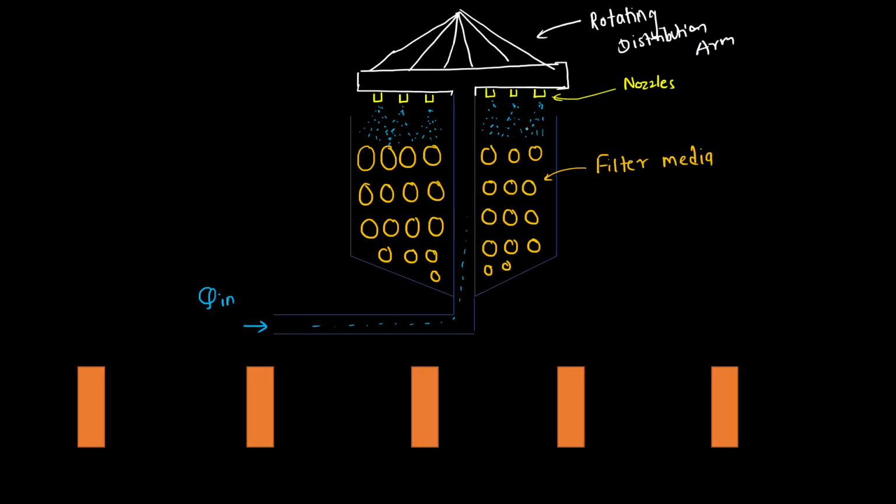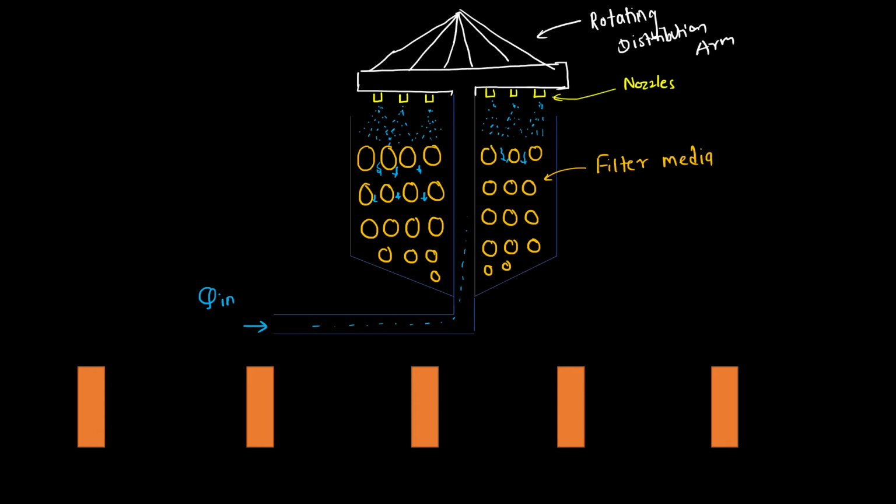Okay, or trickling filter. Now after the sprinkling, what happens? Slowly the sewage passes through this filter media. So this is the overall working of the trickling filter. Now exactly what mechanism happens inside the filter media, that we will see.